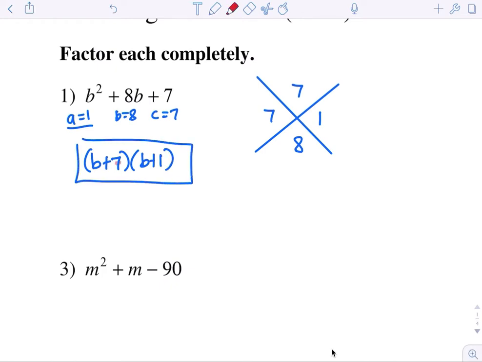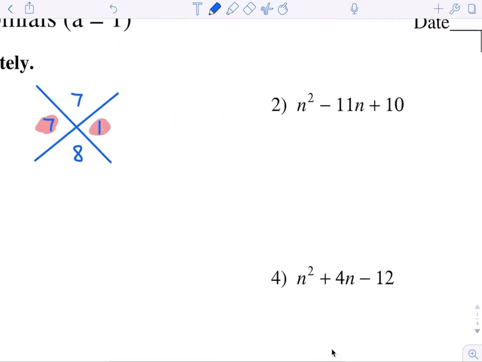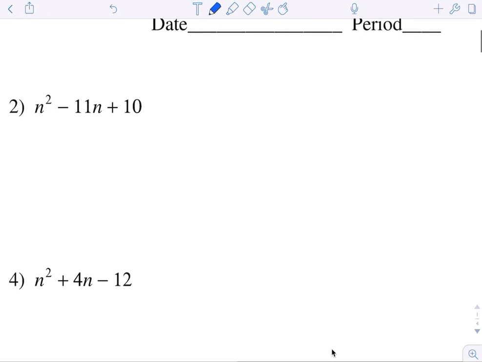These two numbers right here, you guys, come from what we got from over here. Okay. Over here, a is equal to 1, b is equal to negative 11, and c is equal to 10. On the top, it's a times c, so 1 times 10, 10. On the bottom, just b, negative 11.